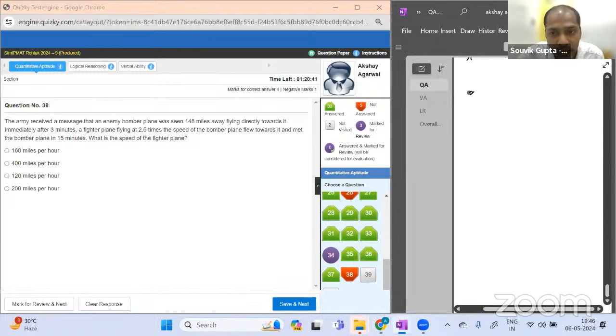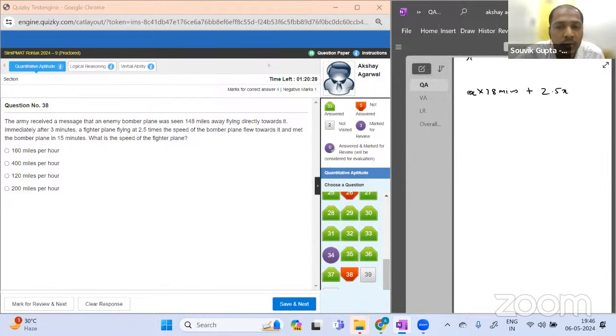Achha, bomber plane ka speed is x. X was allowed to fly for 3 minutes, so X was allowed to fly for 18 minutes basically. And at 2.5x ke speed se this person was allowed to fly for 15 minutes, and that is when the entire distance was covered. That distance was 148 miles. So here when I calculate the speed, this x would come out in miles per minute.